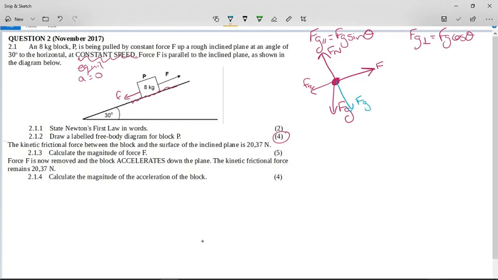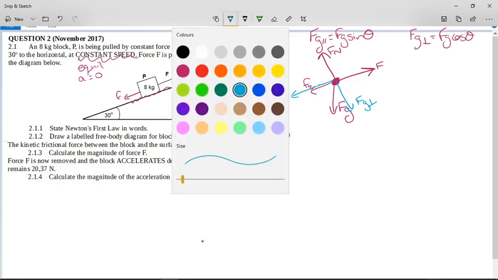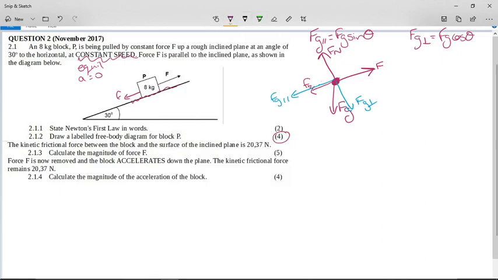So here will be Fg perpendicular to the plane, and over here will be, let's make it longer, Fg parallel to the plane. Now you can see we have forces in a straight line parallel to the plane and forces in a straight line perpendicular to the plane, which is going to make this question much easier for us to solve, because we can only add forces in a straight line. Now it says to you, the kinetic frictional force between the block and the surface of the inclined plane is 20,37 newtons.